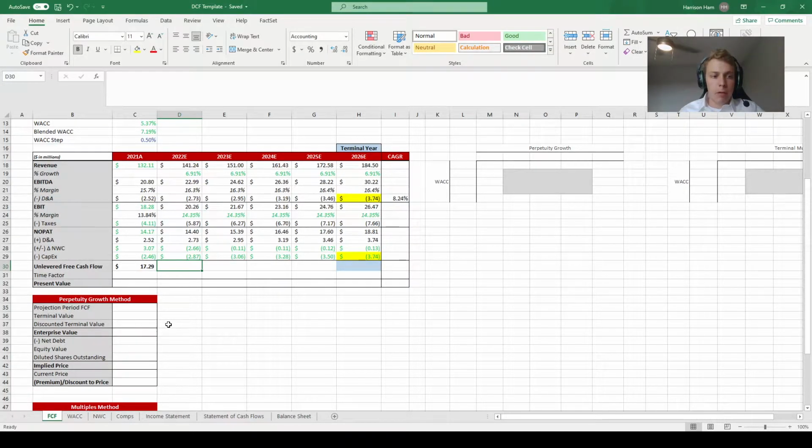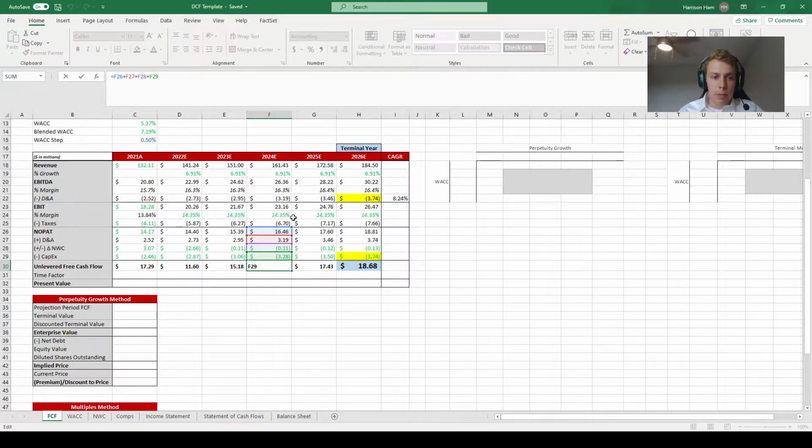So first, we need to calculate our unlevered free cash flow in each of the future periods. We actually already have a formula calculating the unlevered free cash flow in the current period. So you can just take this formula and copy it and then paste formulas into the future periods, and it'll go ahead and calculate the unlevered free cash flow in all the future periods as well.